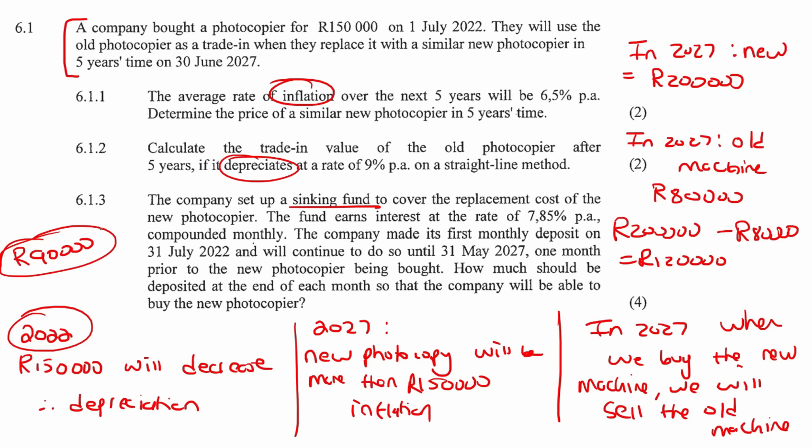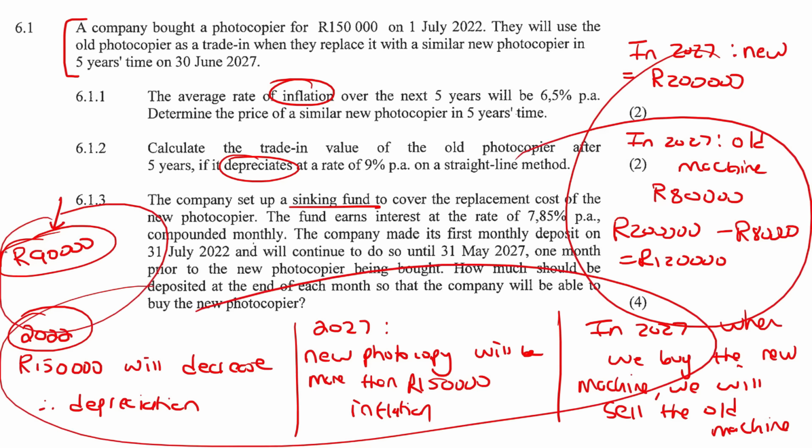The sinking fund is the 90,000 Rand that you can invest so that it can become enough that they can replace the photocopy machine in 2027. Okay, these numbers I've used are all just example numbers. We haven't even started with the question. I'm just giving you the background on how a sinking fund works.